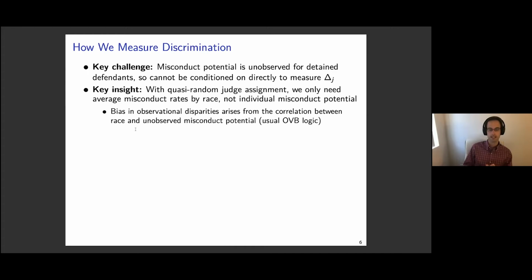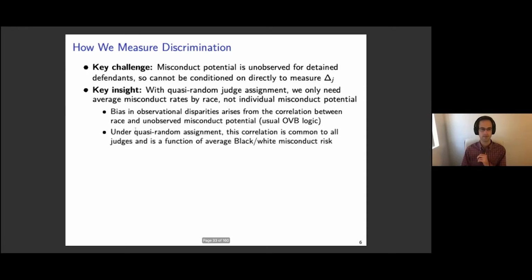If you want to think about this in a classical omitted variable bias framework, the omitted variable bias in those observational disparities is going to arise because there's some correlation between race and unobserved misconduct potential, which is really what we'd like to condition on here. Under quasi-random assignment, this correlation is going to be common to all judges, and therefore it is just going to be a function of average black and white misconduct risk. If there is not random assignment, then the types of cases, the correlation may not be common, and we wouldn't be able to solve this problem by just estimating 2 moments in the data.